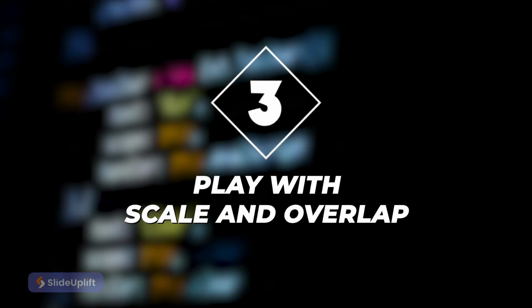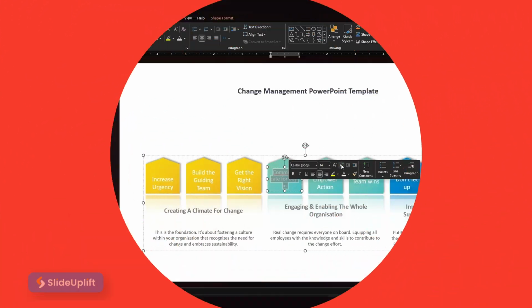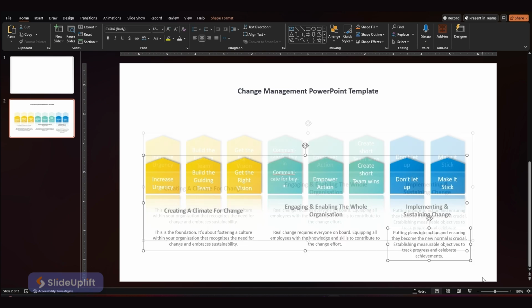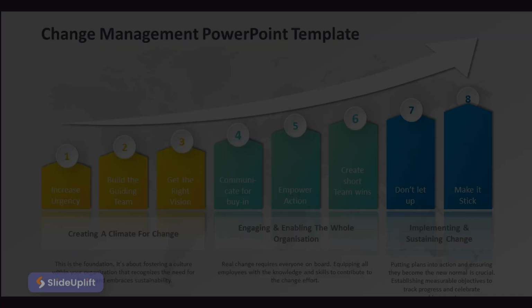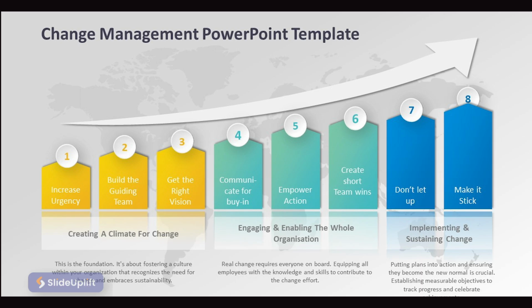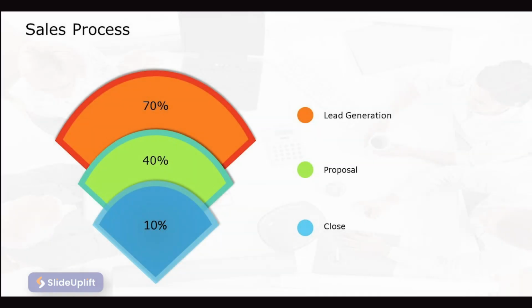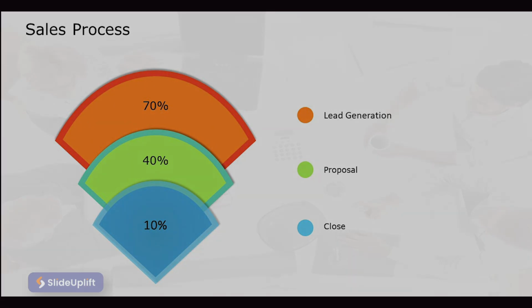Third on the list is scale and overlap. Want to create a sense of hierarchy on your slides? Play with scale, make important elements larger to grab attention, and use smaller elements for supporting information. Take things a step further by strategically overlapping elements. This adds depth and visual interest, making your slides pop.